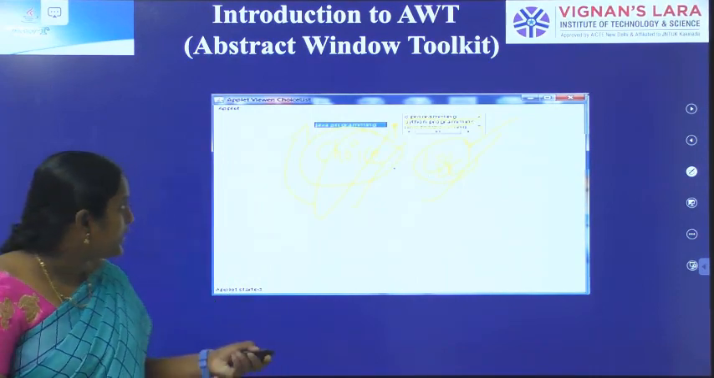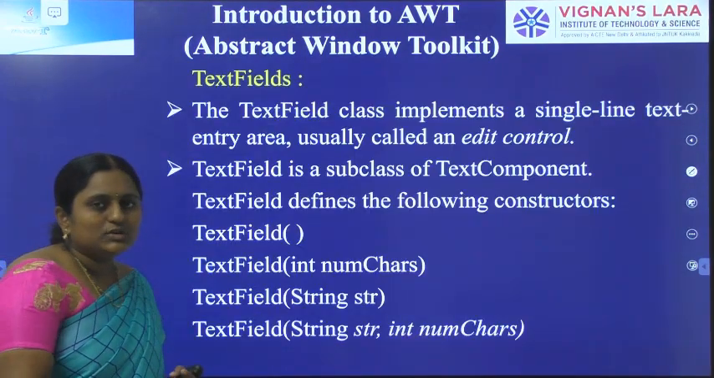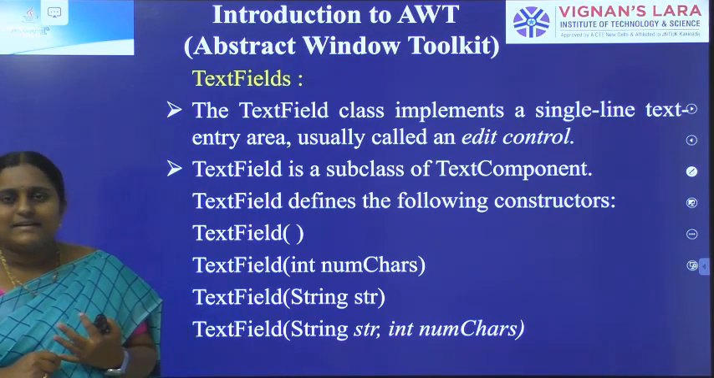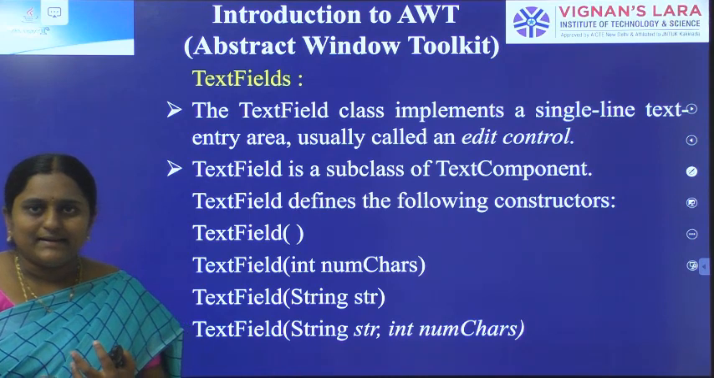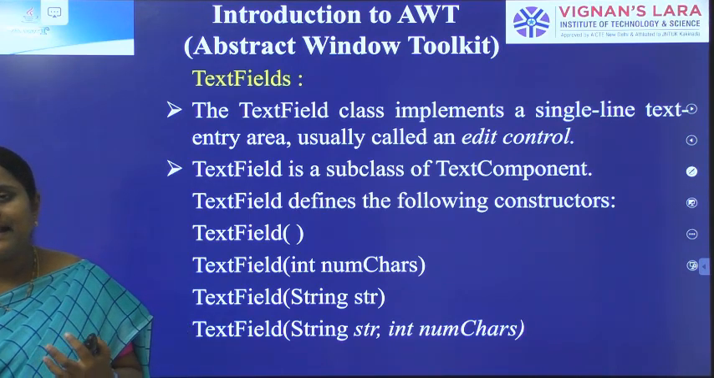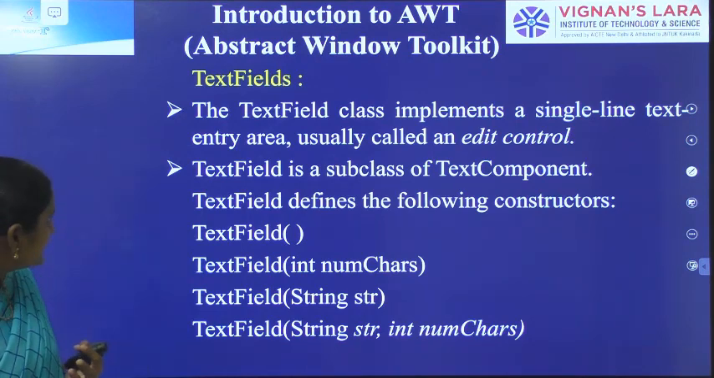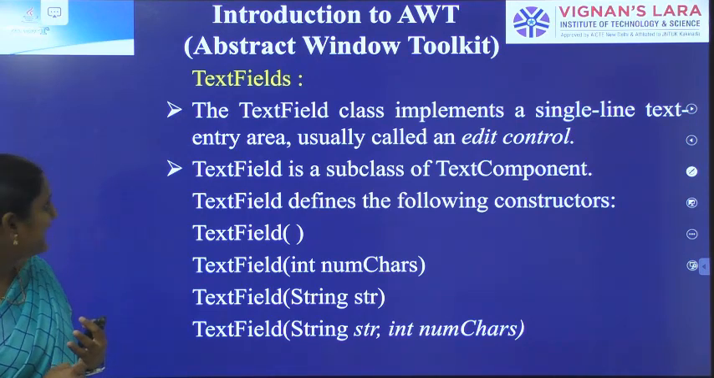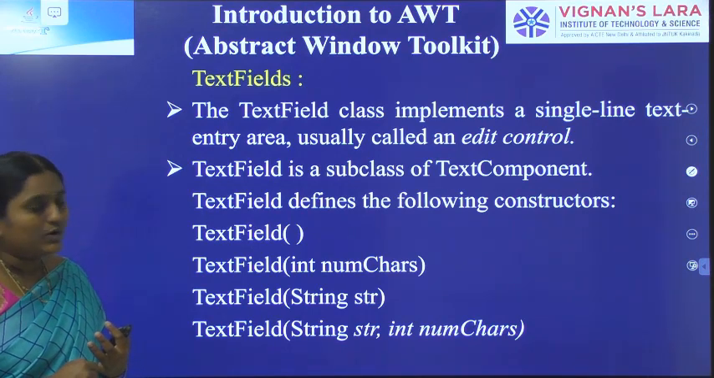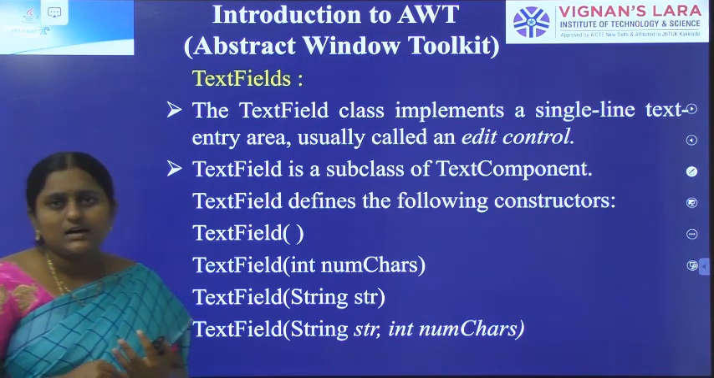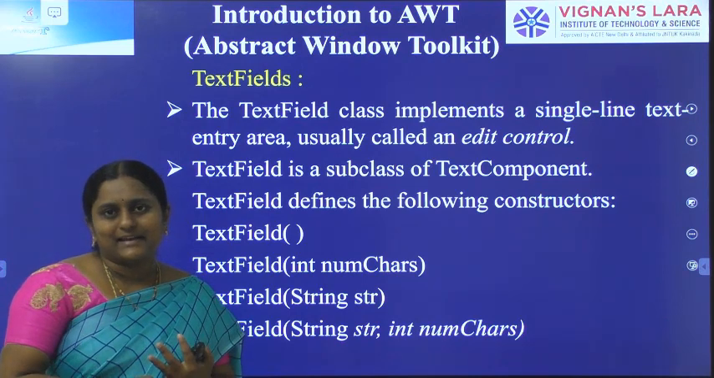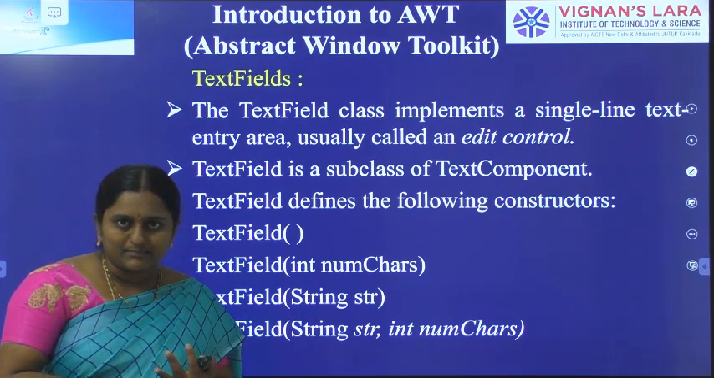Coming to the next GUI component, TextField. Already I told you TextField is a GUI component. TextField is a class present in the AWT package. It allows only single line text. The TextField class implements a single line text entry area, usually called an edit control. Here TextField will help you where you can edit and type characters.